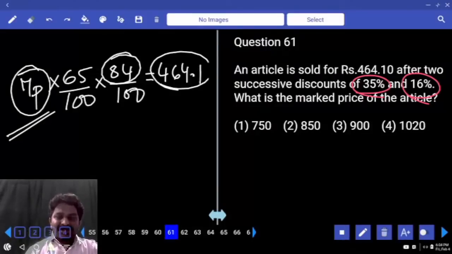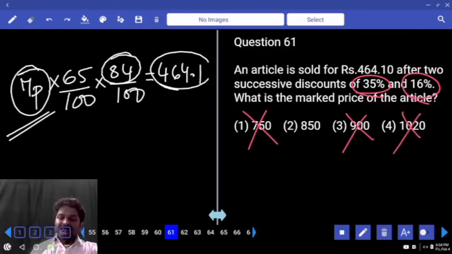Look at your first option. Can that be your answer? Come on. Because that is 3 multiple, that cannot be your answer. Second option, possibility. Third, fourth, final answer.